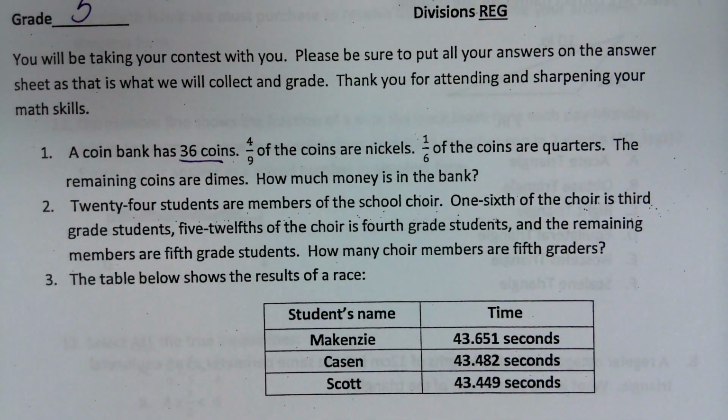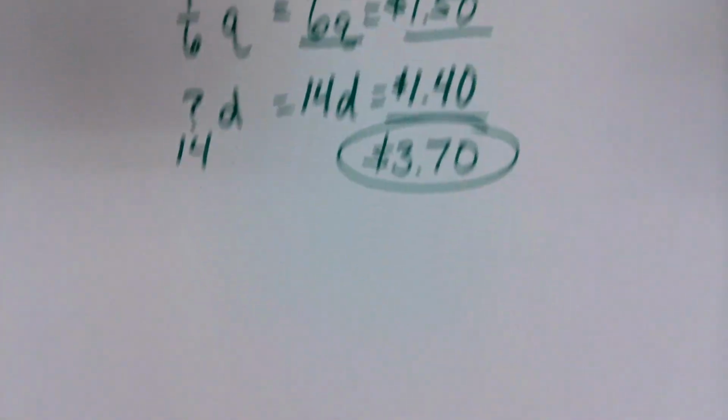24 students are members of the school choir. 1/6 of the choir is 3rd grade students. 5/12 of the choir is 4th grade students. The remaining members are 5th grade students. How many choir members are 5th graders? Now we're going to go back to the other page again. Give myself a little space to work down below that.